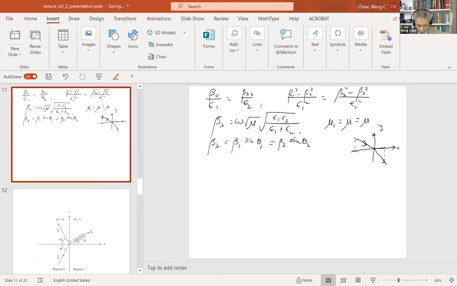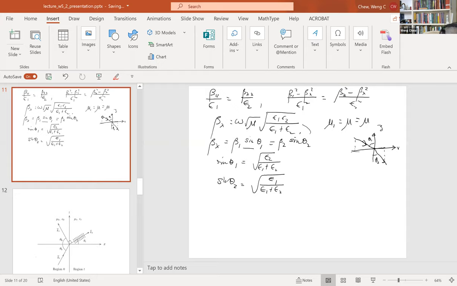You have to have the same beta x component, and you can work out the beta x component using this equation. This might be theta 1 and this might be theta 2, and theta 1 and theta 2 are related to each other by Snell's law or phase matching law, okay? You can easily plug into the above equation and figure out that sine theta 1 is equal to the square root of epsilon 2 over epsilon 1 plus epsilon 2. You can plug this in and cancel the omega mu epsilon from one side, and then figure out that sine theta 2 is equal to the square root of epsilon 1 over epsilon 1 plus epsilon 2.